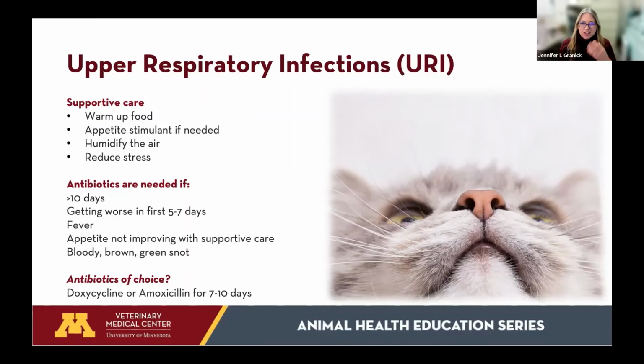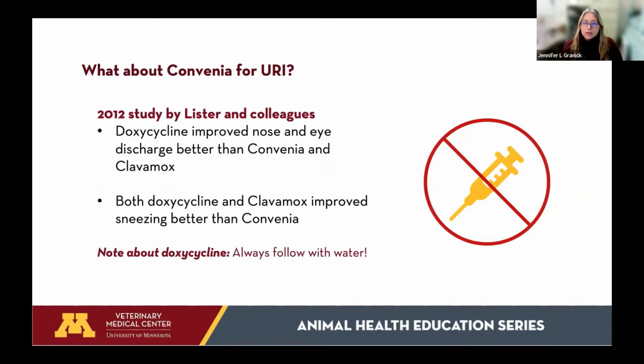If the nature of the snot is brown, bloody, or really green, then that can be an indication that there's a bacterial infection that's complicating things and we need to treat, or if the appetite is bad, even with supportive care. The antibiotics that we typically choose are things like doxycycline or amoxicillin. And Convenia, again, seems like it would be a really great answer because it's one shot. You don't have to give pills to your cat that's already feeling yucky in their face.